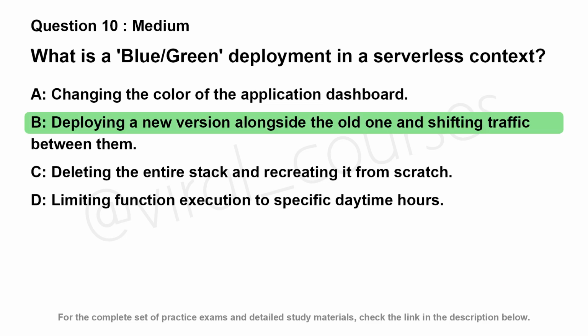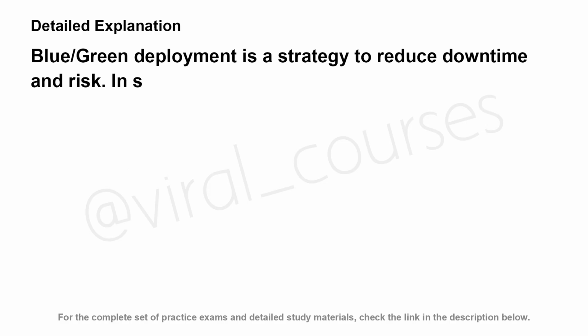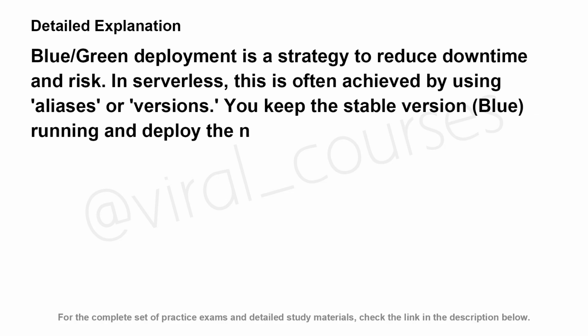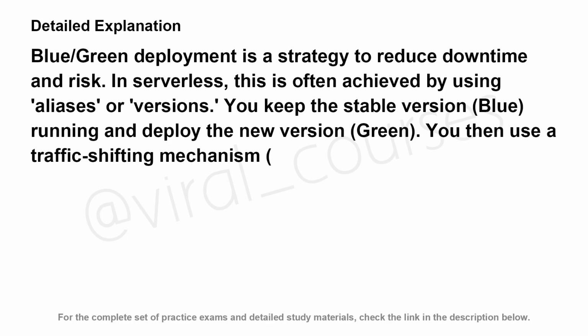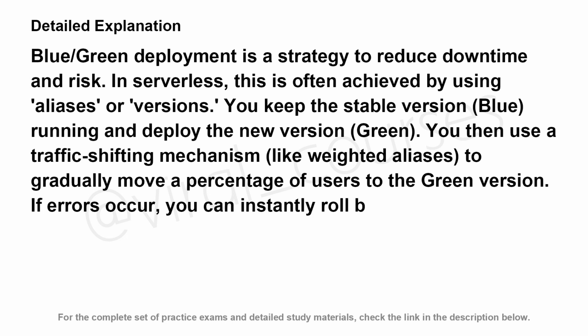The correct answer is B. Blue-green deployment is a strategy to reduce downtime and risk. In serverless, this is often achieved by using aliases or versions. You keep the stable version, blue, running and deploy the new version, green. You then use a traffic shifting mechanism, like weighted aliases, to gradually move a percentage of users to the green version. If errors occur, you can instantly roll back to the blue version.